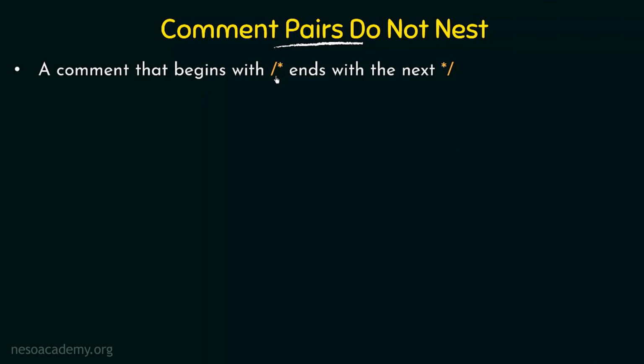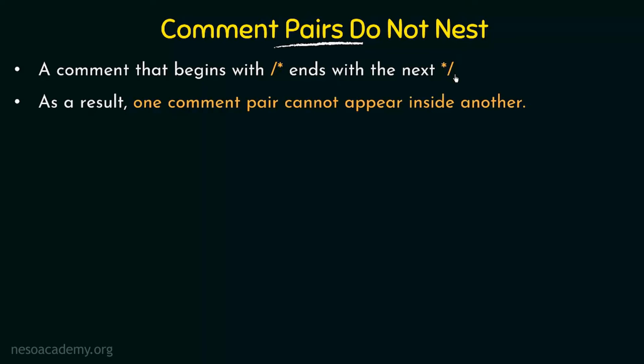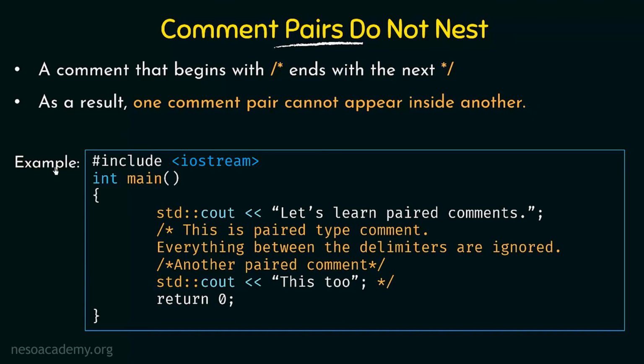So a comment begins with slash asterisk and it ends with the next asterisk slash. As a result of this, one comment pair cannot appear inside another. That means this is a comment pair and inside this you cannot put another comment pair because it will cause a problem. So let's see why. Let's take an example here.